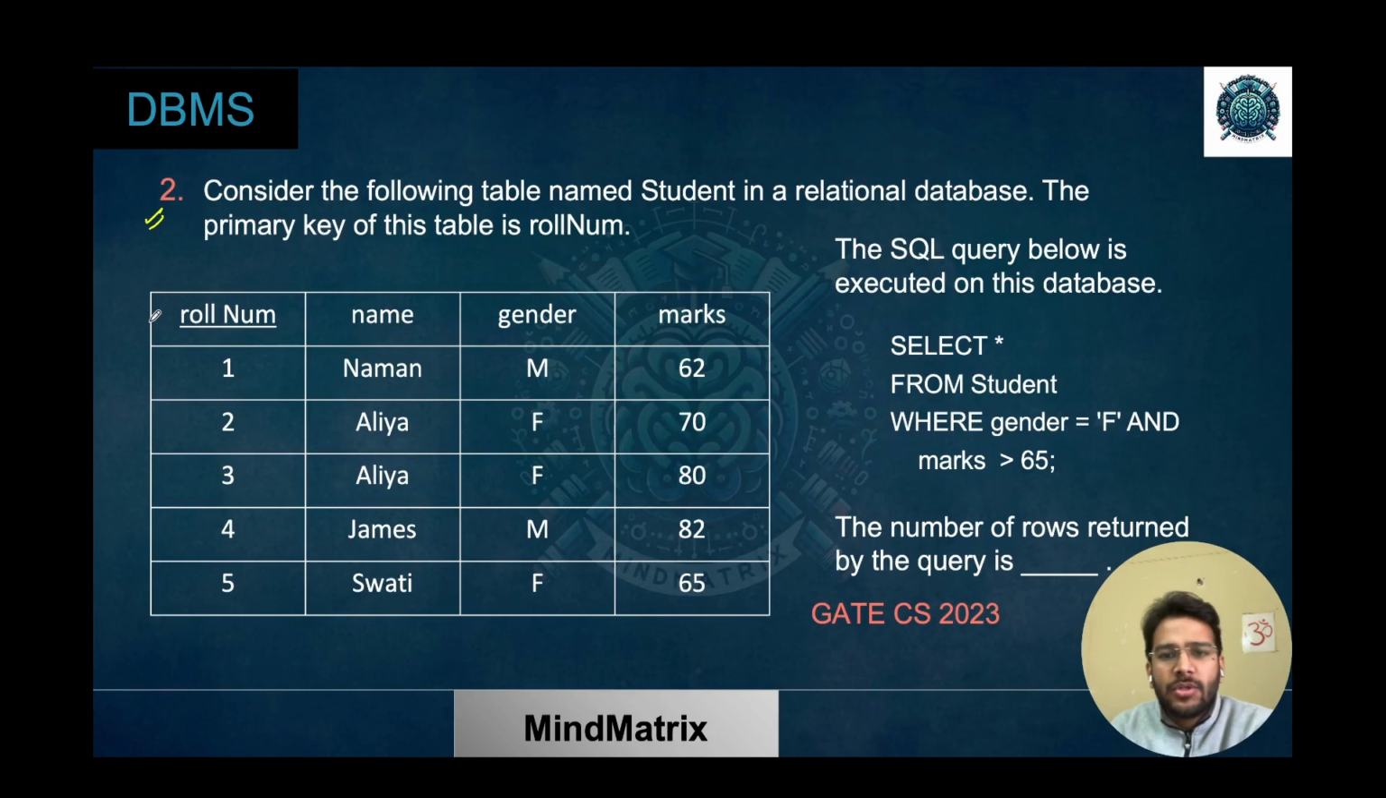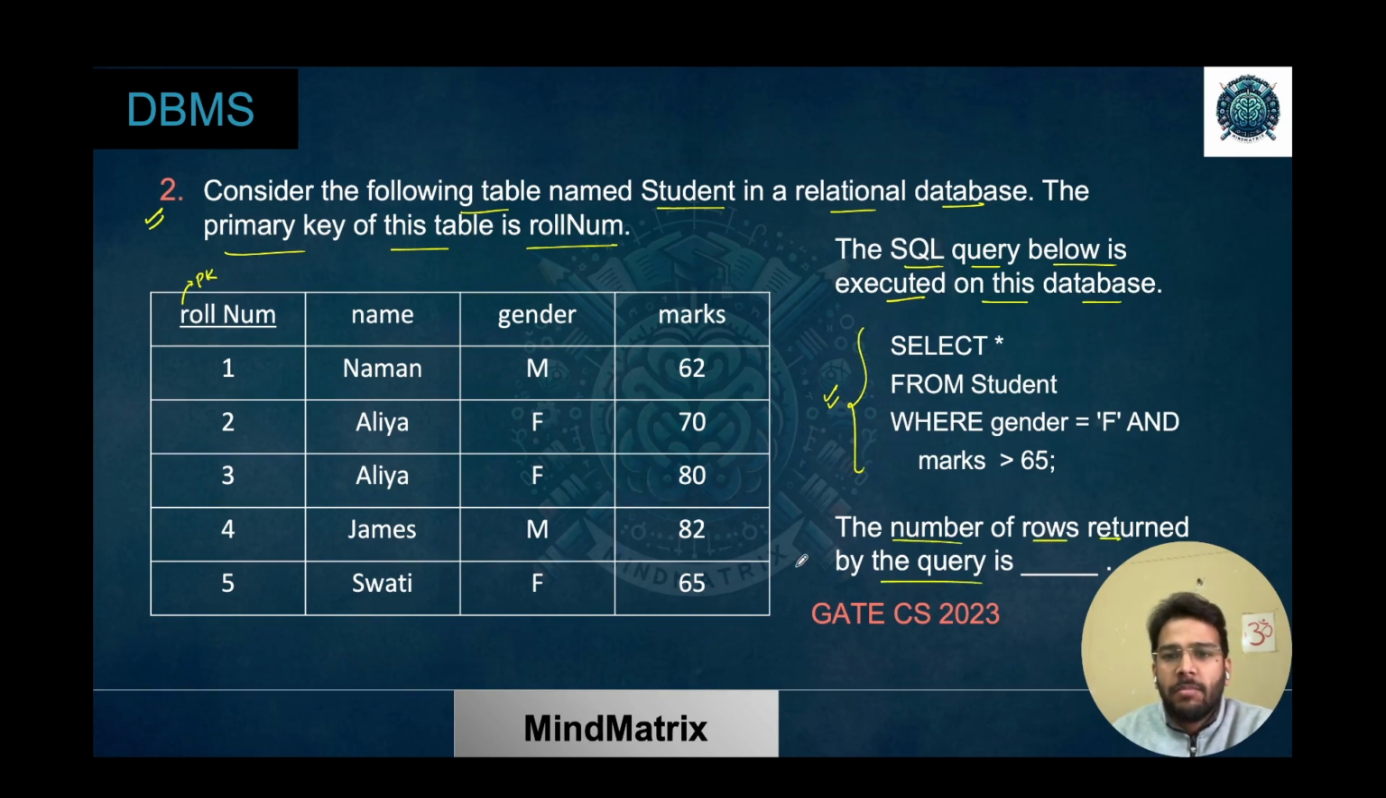Now, second question. This is also a very simple question from SQL. So this relation is given to us, and here it is named as student. The following table named student is in a relational database. The primary key of this table is roll num. Now the question says the SQL query below is executed on this database. So this is the SQL query that we are going to execute on this given table, and we have to find the number of rows returned by the query.